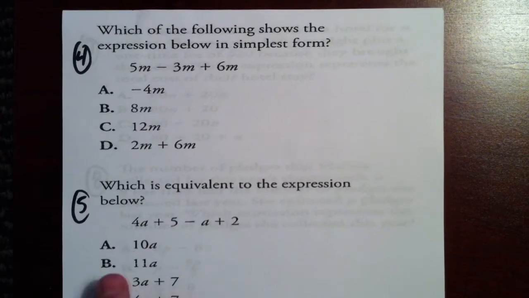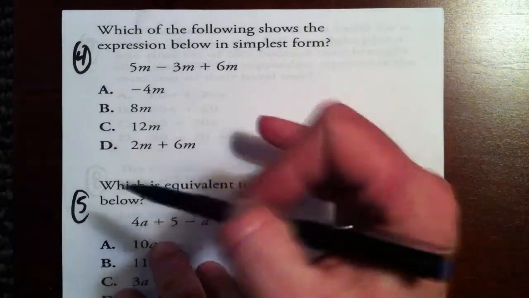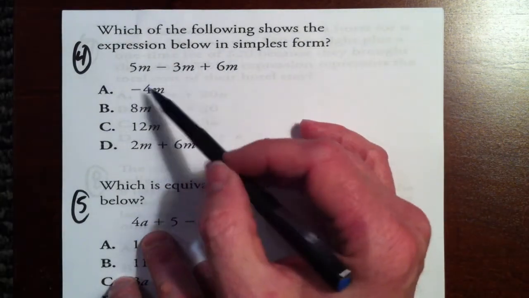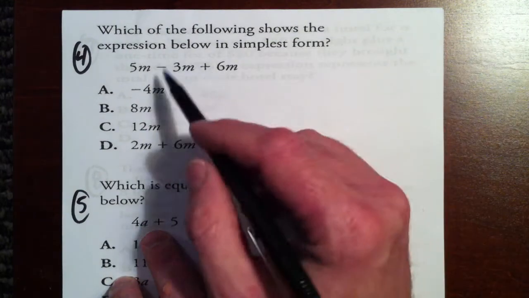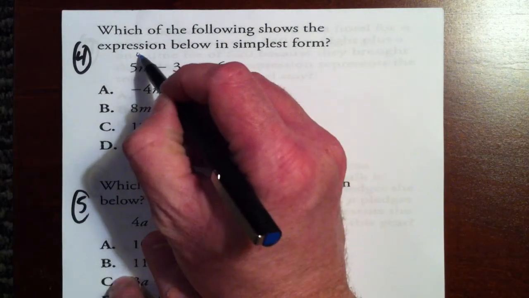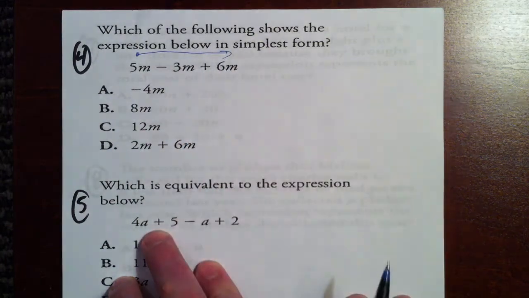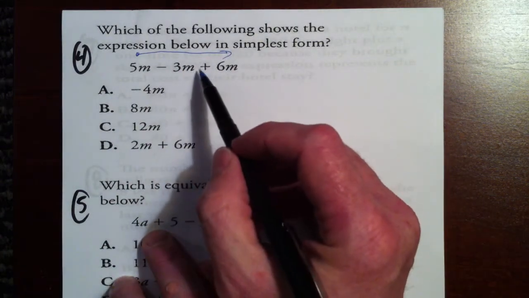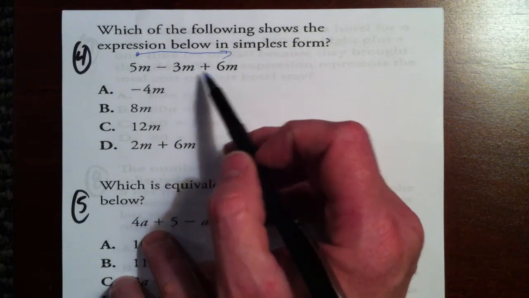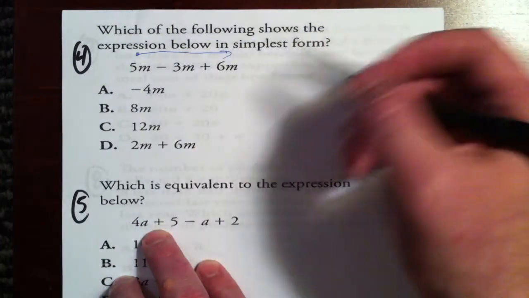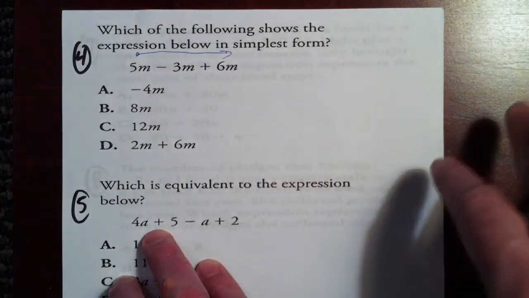Which of the following shows the expression below in its simplest form? Well, all we have to do here, remember our order of operations says that addition and subtraction are equal. So we're just going to go from left to right, just like we read, and combine, because a lot of times you would think, well, in PEMDAS, or please excuse my dear Aunt Sally, that addition comes first. Well, that's not the case. We have 4 steps in the order of operations, not 3.